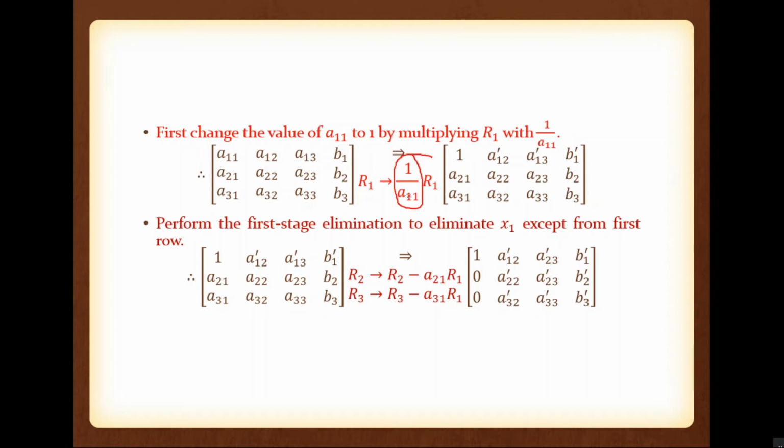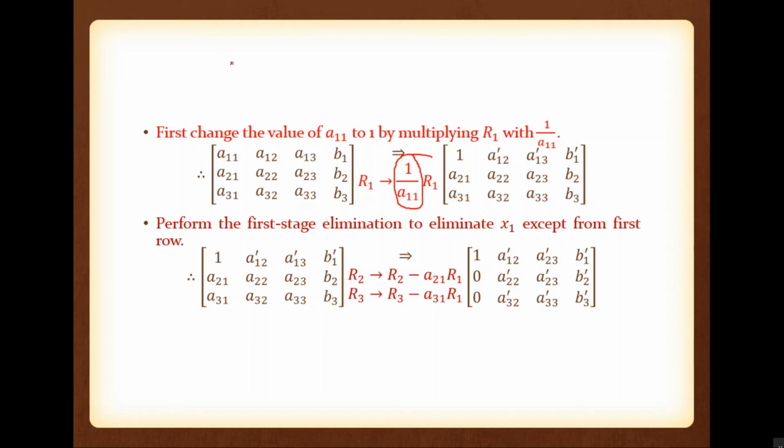So if for any reason A11 is 0, then you can't do this first step. Without the first step, you can't do the second step. So that is very important. A11 must be not equal to 0. Otherwise, you have to swap the equation. Anyway, this one is the modified augmented matrix after the first elimination.